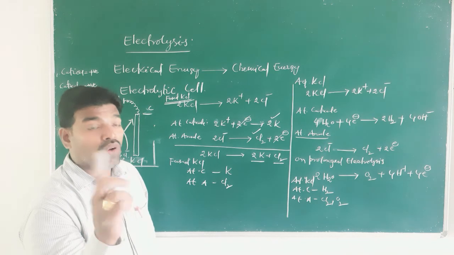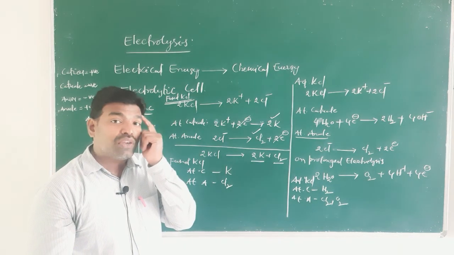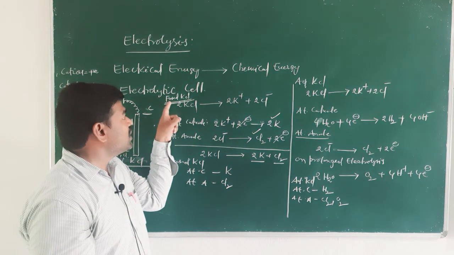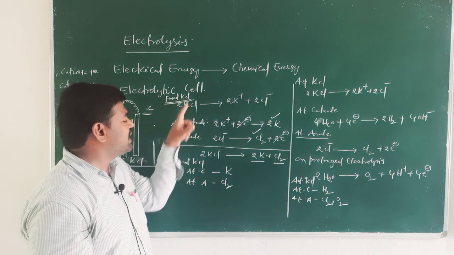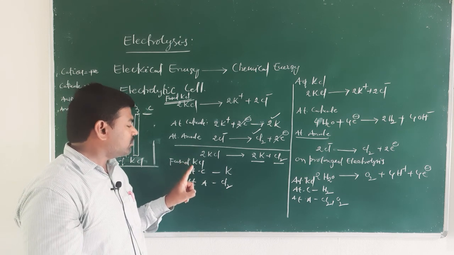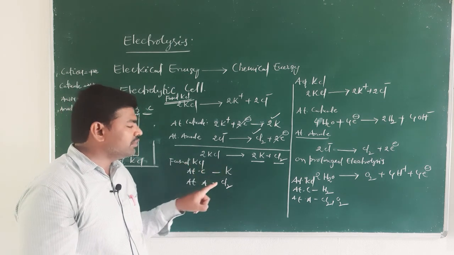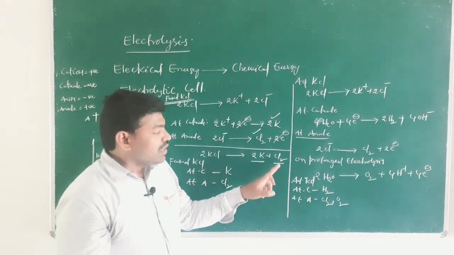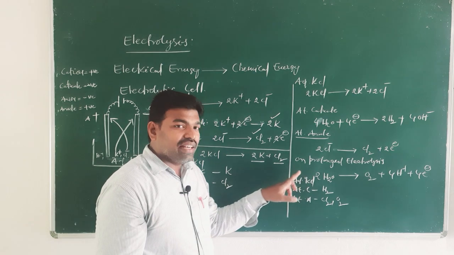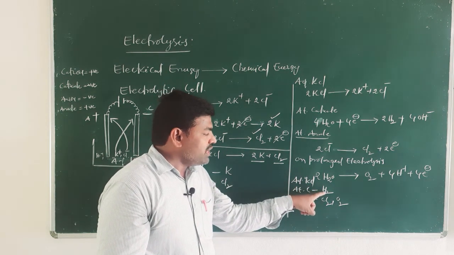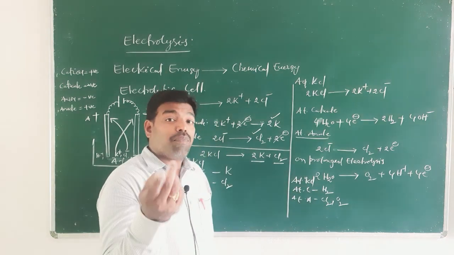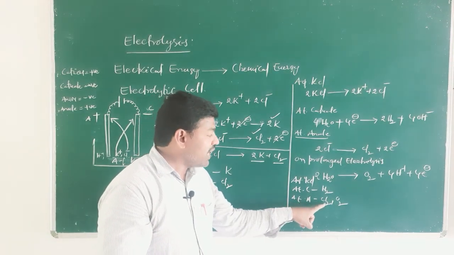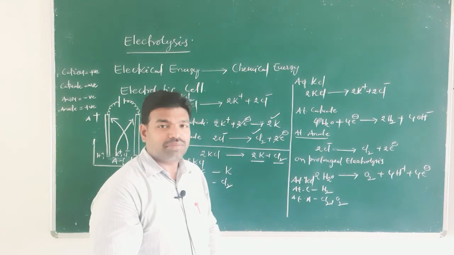And moreover, you should keep this point in your mind, because this is very important. Electrolysis of fused KCl gives potassium at cathode and chlorine gas at anode, right? And electrolysis of aqueous KCl gives hydrogen gas at cathode instead of potassium deposition, and Cl2 gas and O2 gas at anode, okay.